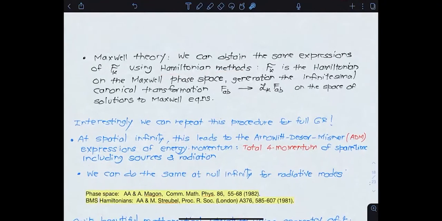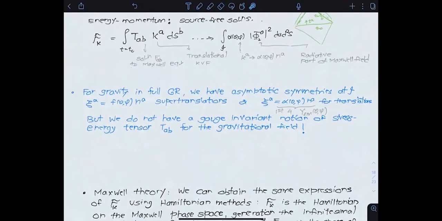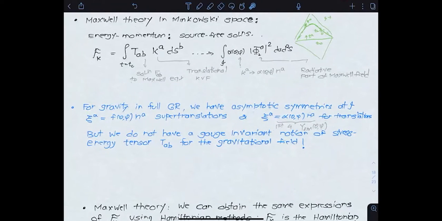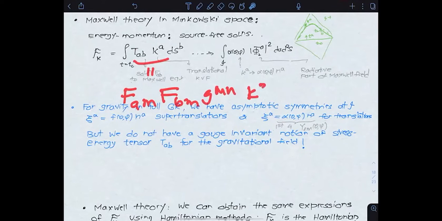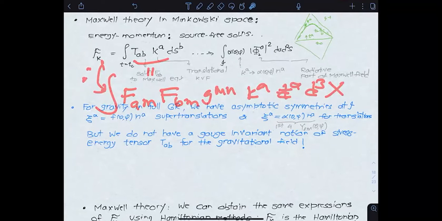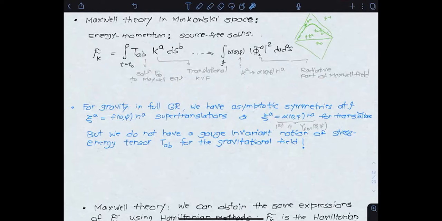So F is, of course, a function of the Maxwell field, because the stress energy tensor would be equal to F_{AM} F_{B}^{M} minus the g_{MN} term, times K^A times the unit normal to the surface, times d^3x. I'm just integrating this. This flux quantity is just equal to that. So I'm just calculating this flux quantity up here.